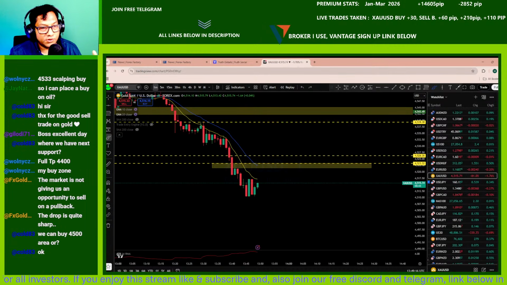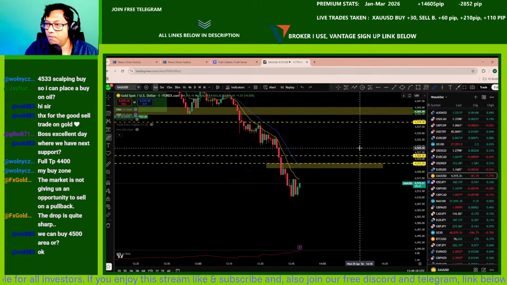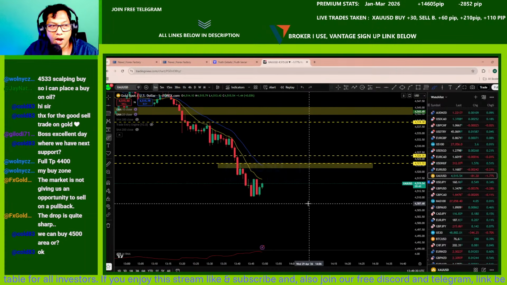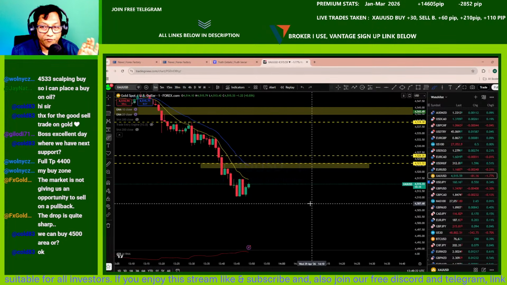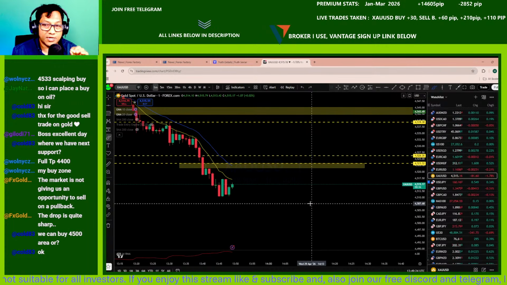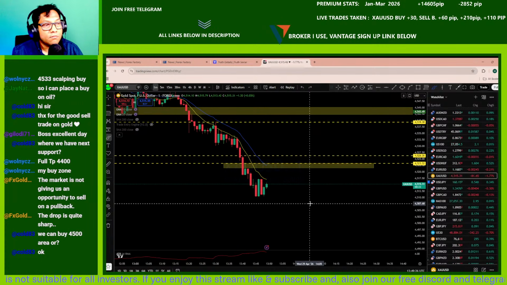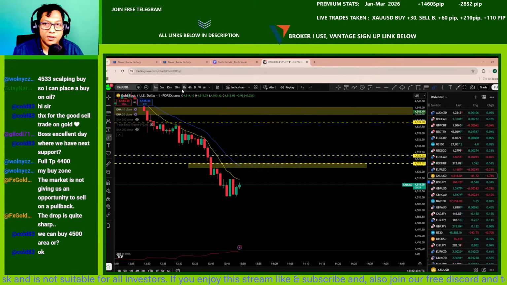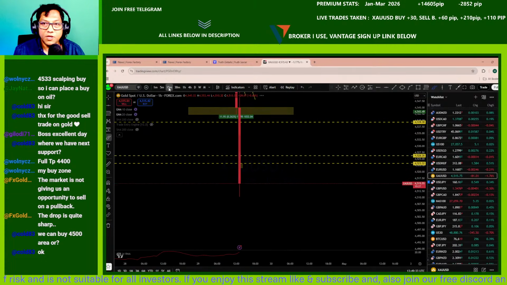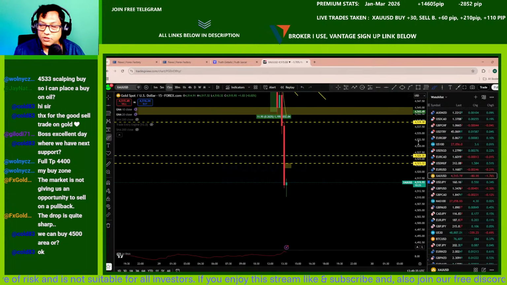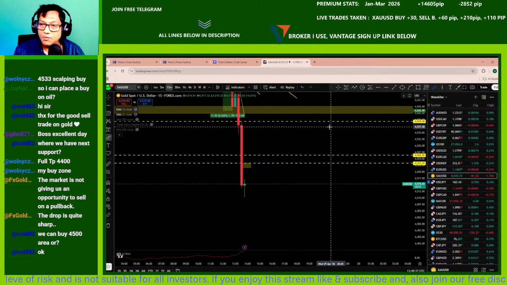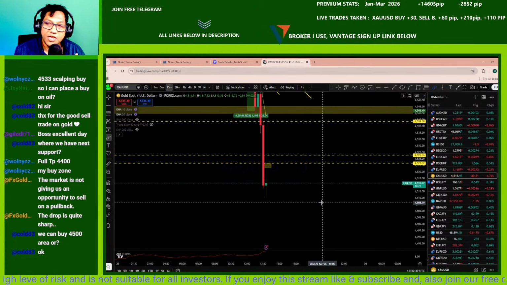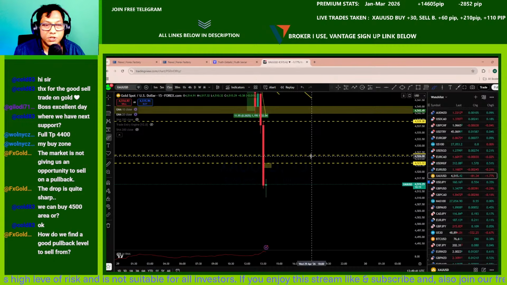You can buy at 4500. I wouldn't look to buy from a falling market, guys. This is a very good market now for selling, unless it changes the direction of the trend entirely. It might take a little time. This is a falling market, and I'm looking at potentially a sell. But if you see that short-term move, that's fine.